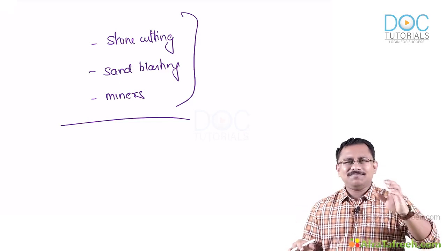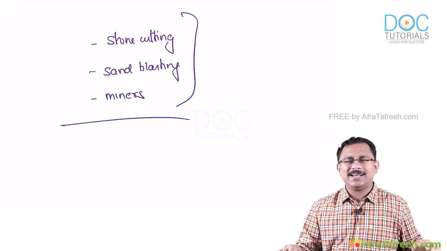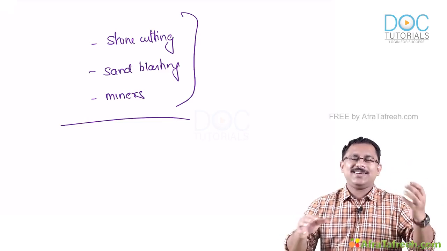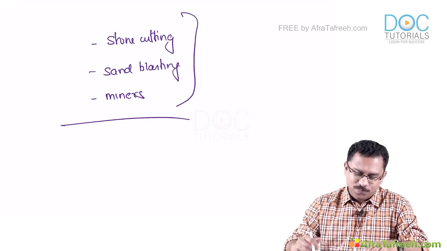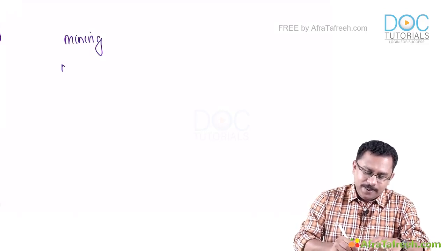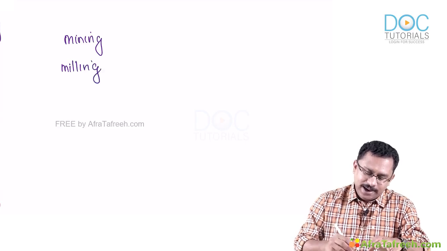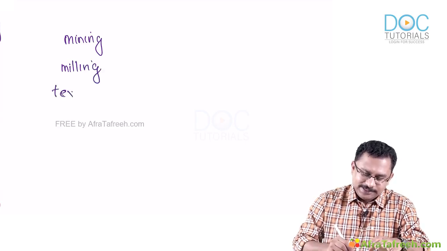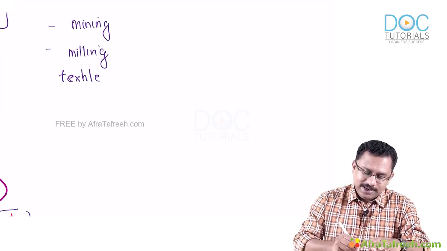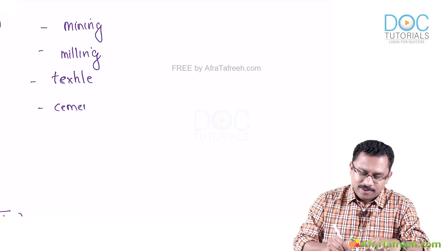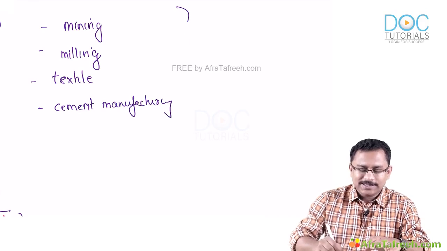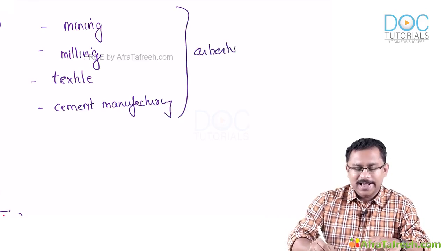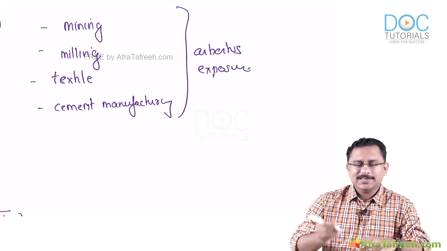And regarding asbestosis, in case they ask what is the occupation related to asbestosis, remember that asbestosis is related to the following occupations, that is your mining industry, milling industry, and the textile industries, and the various cement manufacturing industries. So all these are the ones which may result in asbestos exposure. Just keep that also in mind.